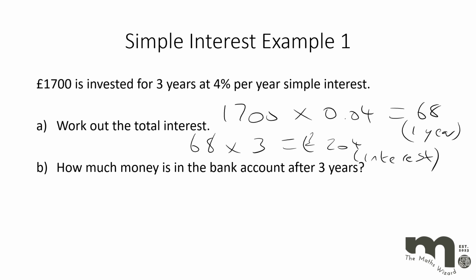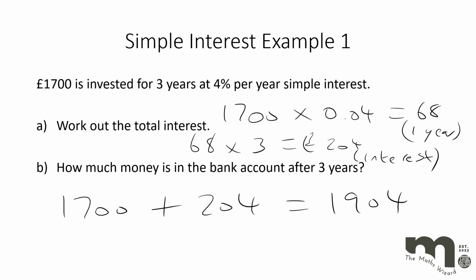Now, sometimes questions like this will just ask you about the interest. Sometimes they may ask you how much money is in the bank account after 3 years. So all you then need to do is do 1,700, add your interest, add your 204 here. So you're just adding your interest to the original amount in the bank account, and that will give us £1,904.